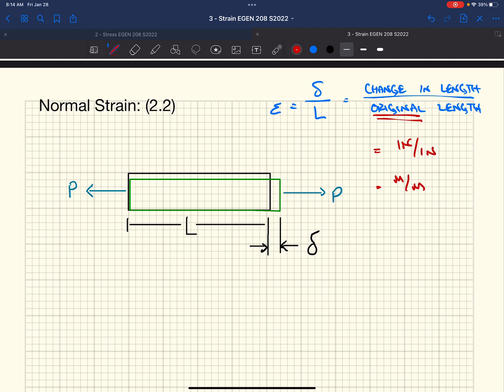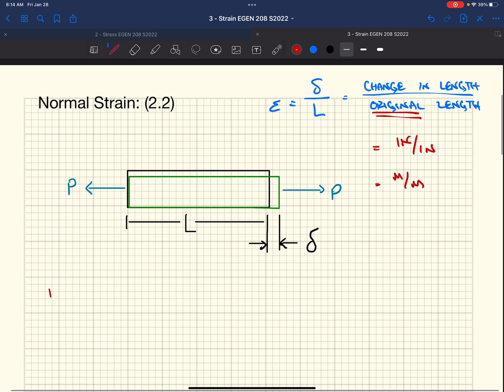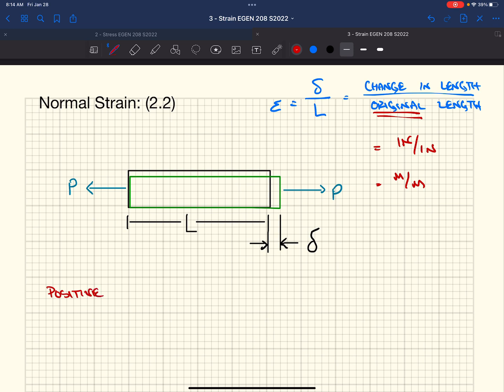So what is a positive strain? Well, if you look back at our normal stress, it follows the same suit as our normal stress sign convention. So if we get a positive normal stress, which results in tension, which results in elongation of our material, and when we get elongation, we have a positive strain. So if it gets longer, we have a positive strain.